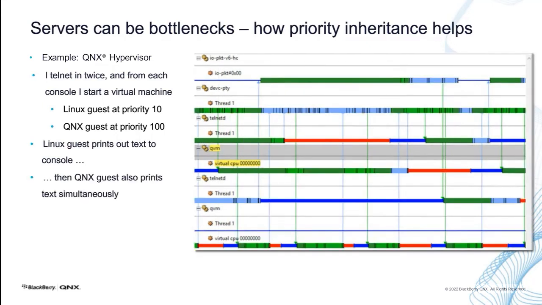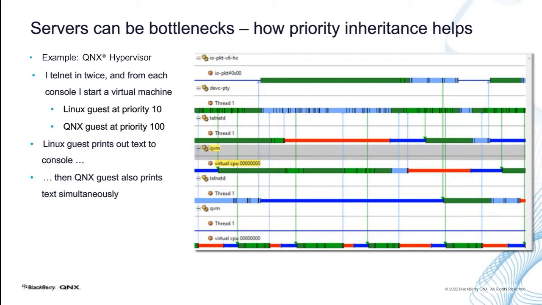Now, additionally, we let the QNX virtual machine also print out some text to its console. So this is now the QNX OS as a guest on top of the QNX hypervisor. So it also now prints out text to the console. The same interactions apply with devc-pty and so on. And what we see here is that thanks to its high priority, it can pump out its text without any delay. The processing time is exactly the same that we previously saw for the Linux VM when it could use all the servers on its own.